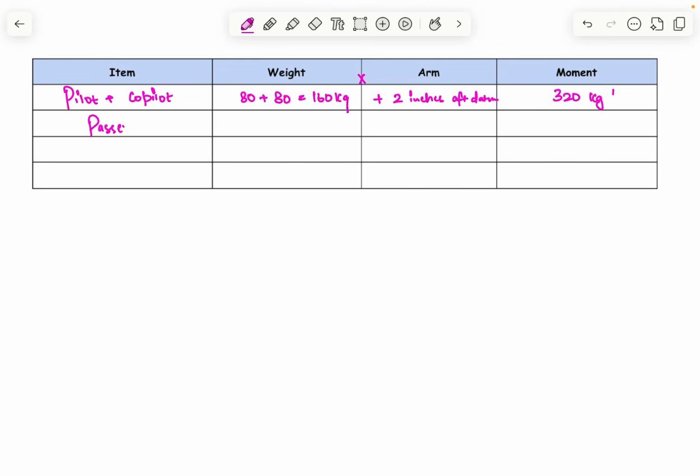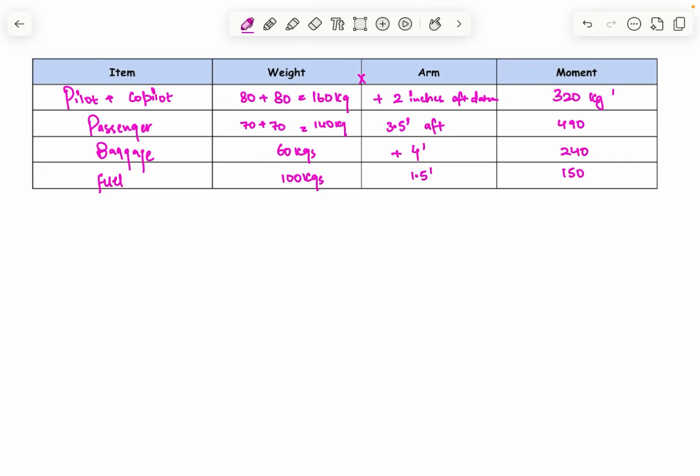If we have passengers on board that weigh 70 and say the arm is 3.5 inches again aft of datum, we have our moment as 490. Suppose we have baggage of 60 kgs with an arm of 4 inches, our moment is 240. And if we have fuel, say 100 kgs with the arm of 1.5, we have our moment as 150.